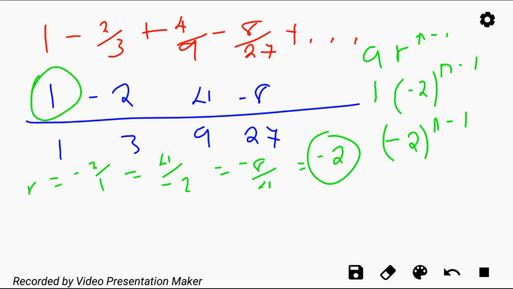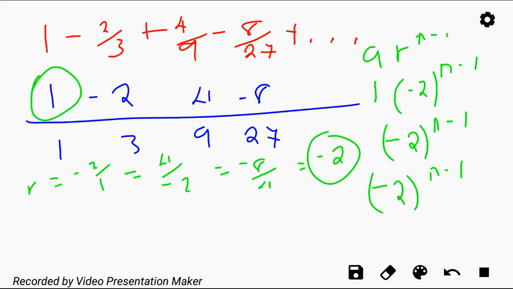Can I say this? Yeah, I think I can say this. I'm not sure. So if I say this, this is going to be my thing for the top. So it's going to be (-2)^(n-1). So this is going to be the formula for the nth term for the top.